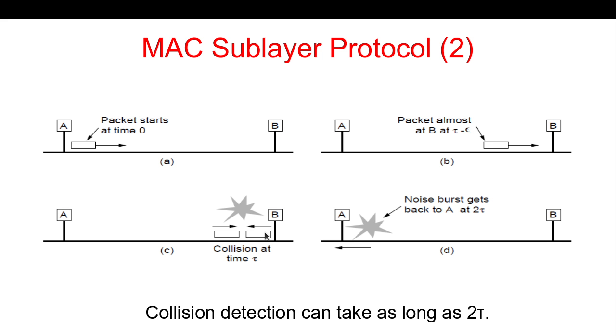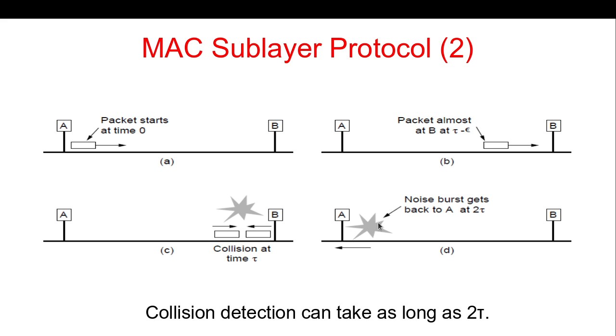Now once B detects that collision, it will generate a noise burst of 48 bits to signal all the other stations that there has been a collision and not to transmit their frames. As you have seen previously, the transmission time is tau. So that noise burst will also take a time of tau to reach A. This is the time which is added to the previous transmission time of tau.